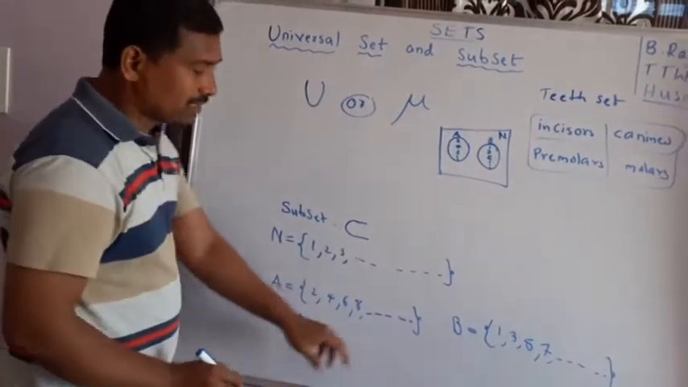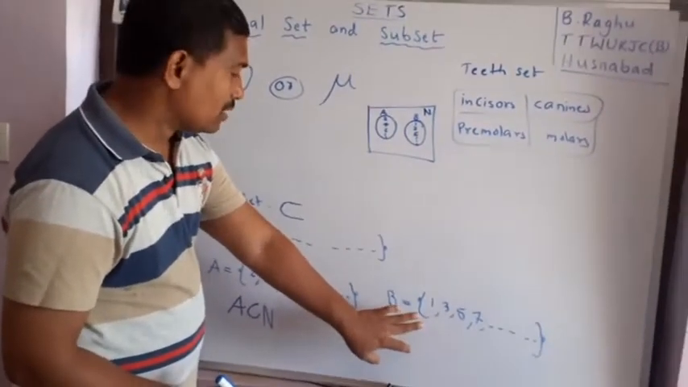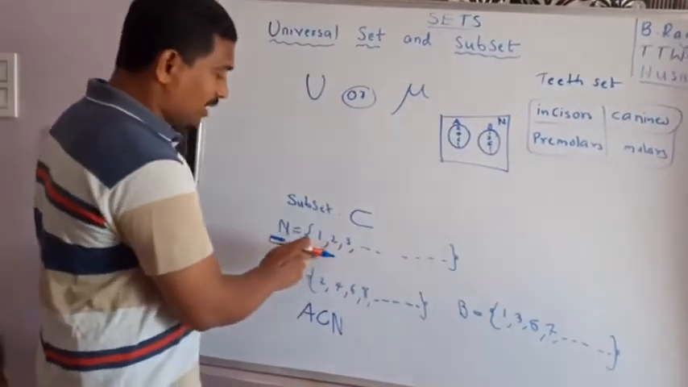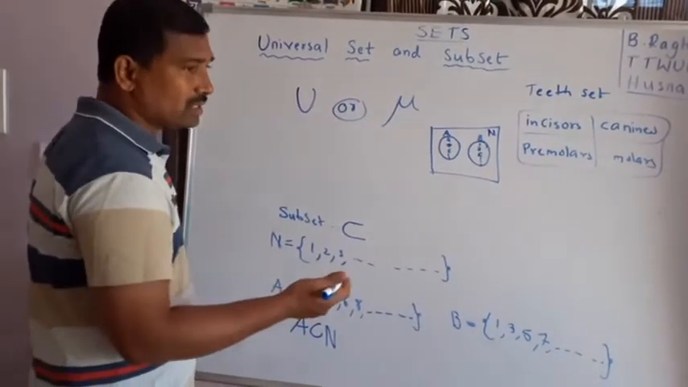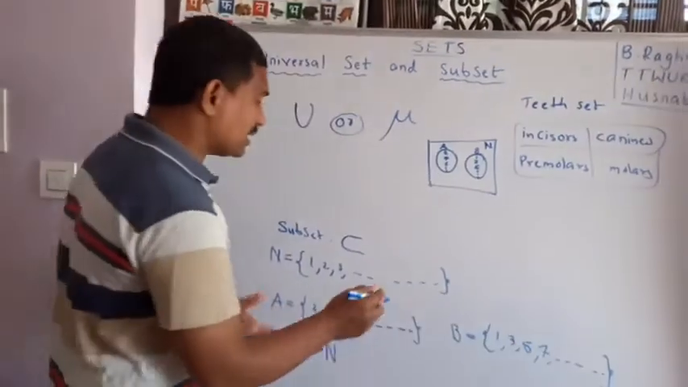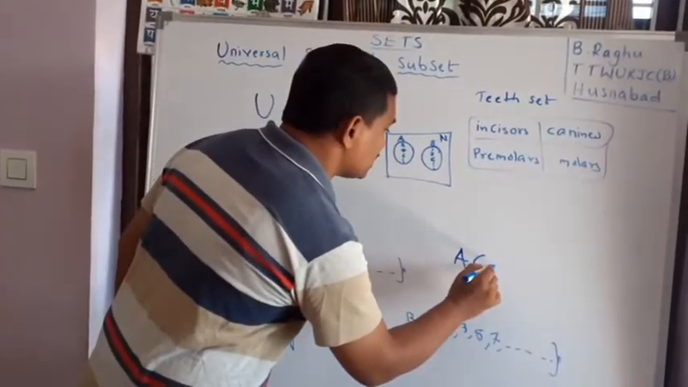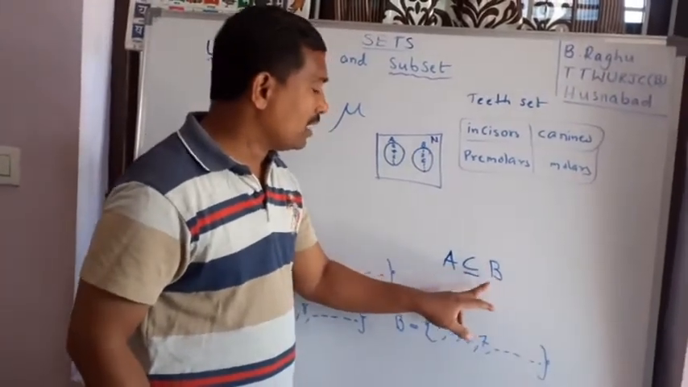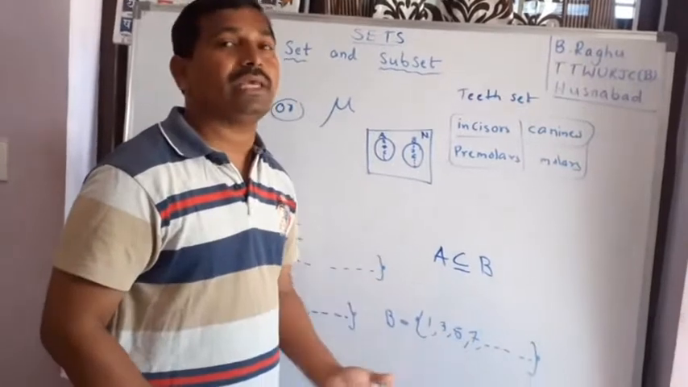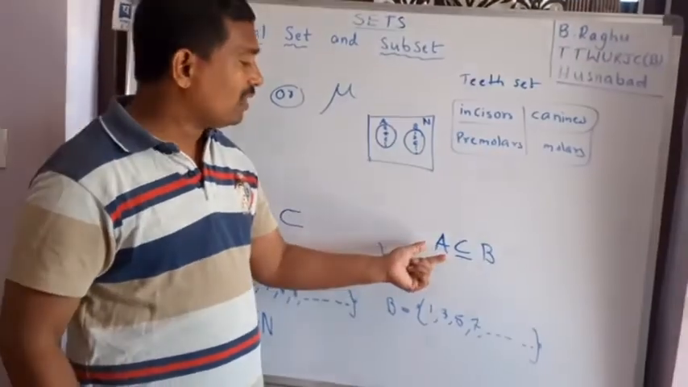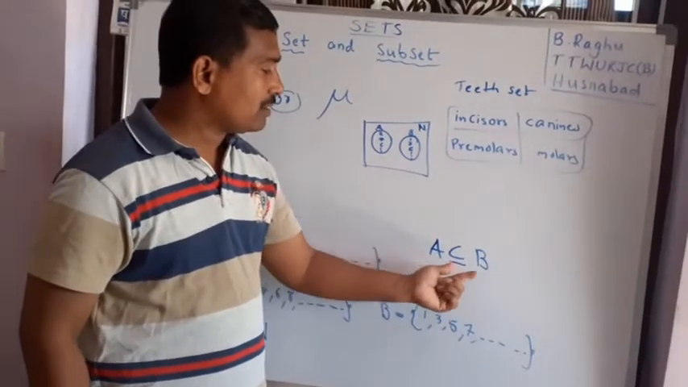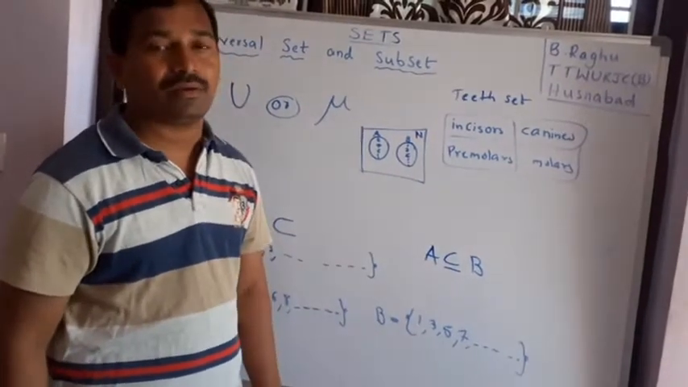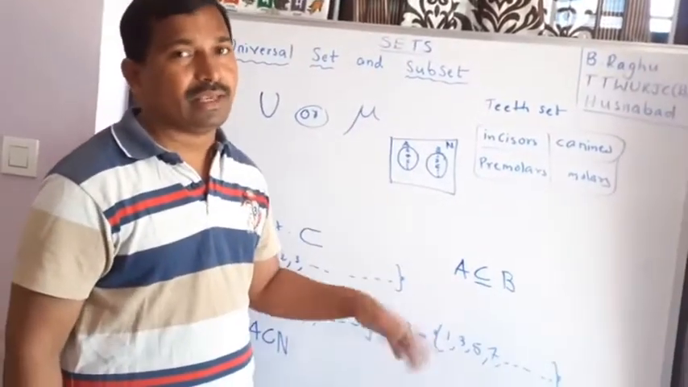So here see this B. B is also a subset of N. All elements in the set B are also elements in the set N. Sometimes the two sets may be equal. In that case, we can write A ⊆ B. This means A is a subset of B, or A may be equal to B. If all elements in the set A are present in B, then we can write A ⊆ B, where the sets may also be equal.